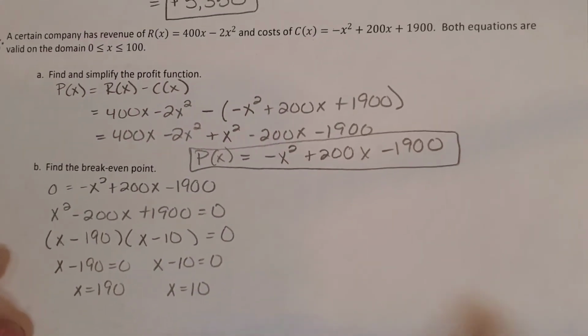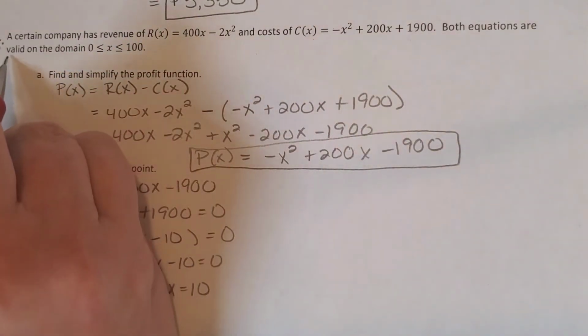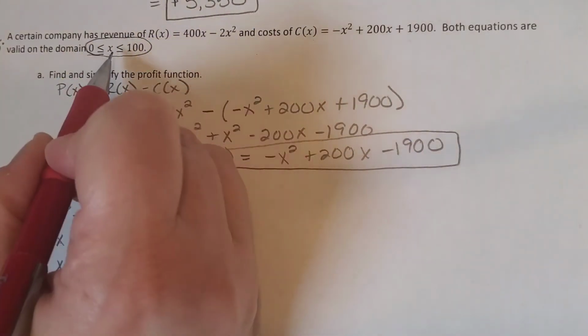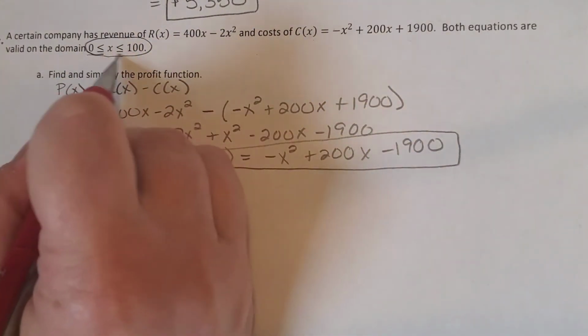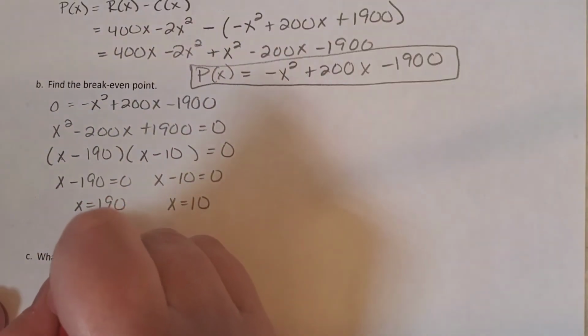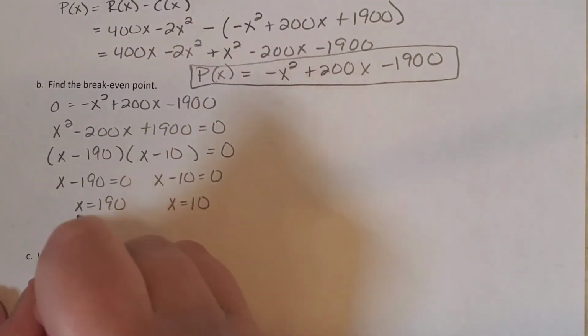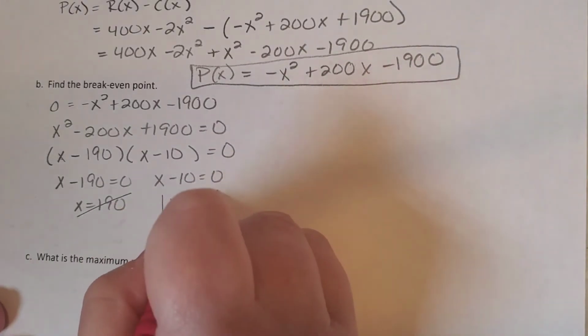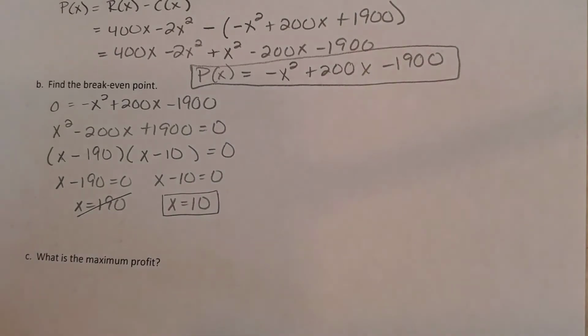But remember, in our problem, they tell us that these equations are valid on the domain 0 to 100. So this only works when our x's are between 0 and 100, which means this is not going to work for 190. It's outside of our domain. So x equal 10 is going to be our only valid solution here.